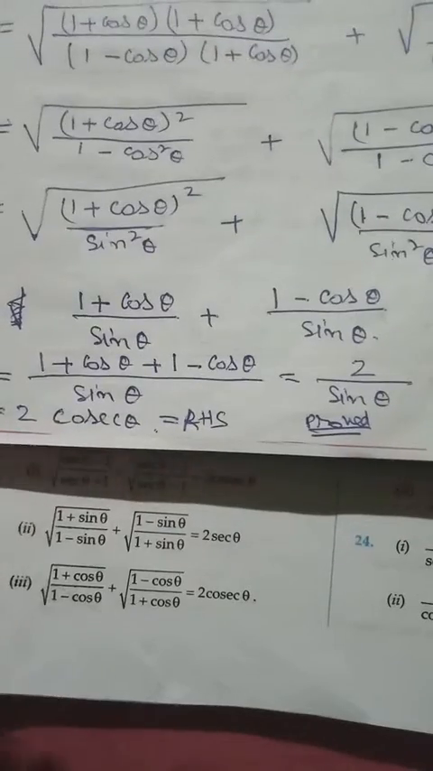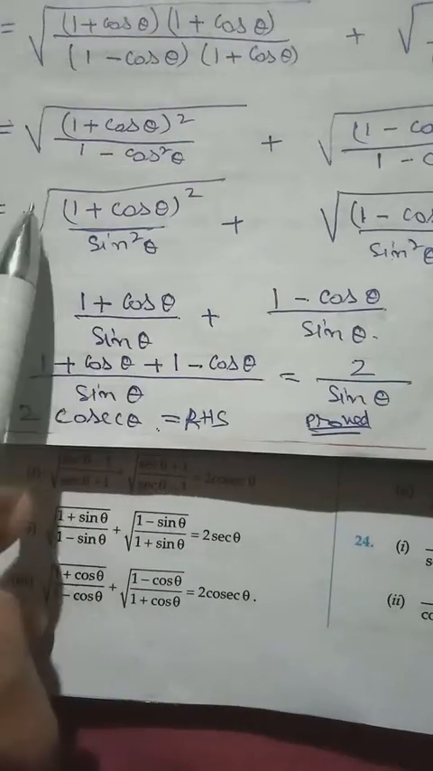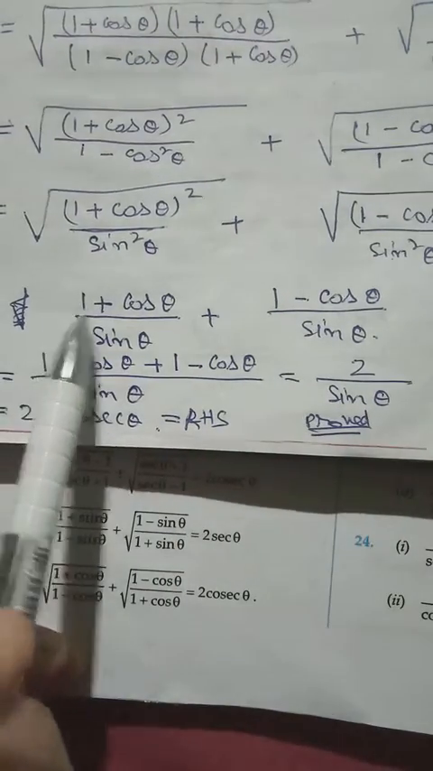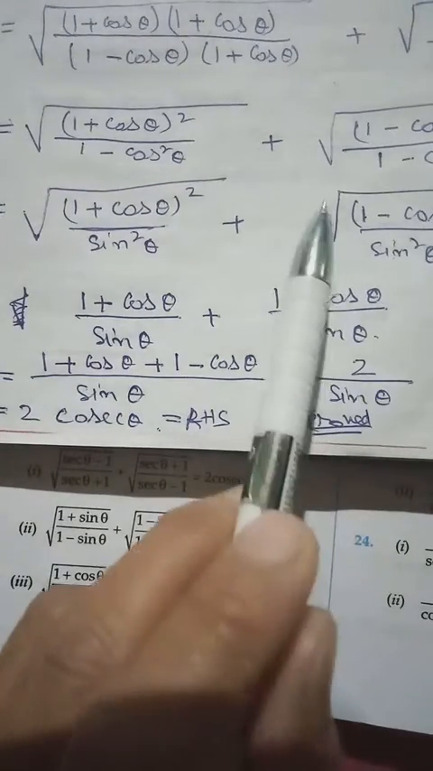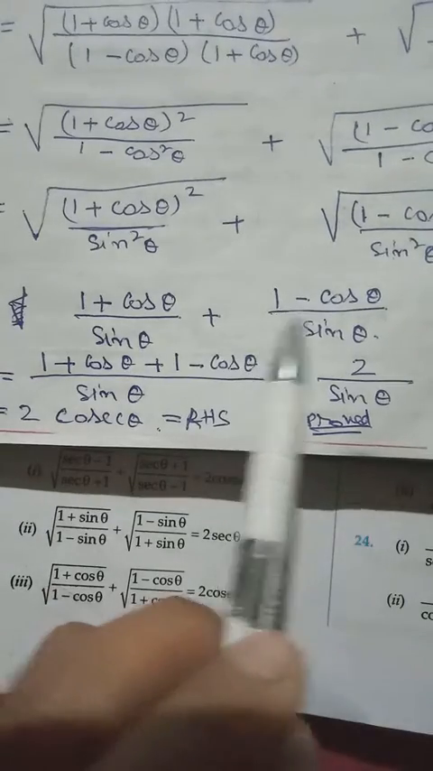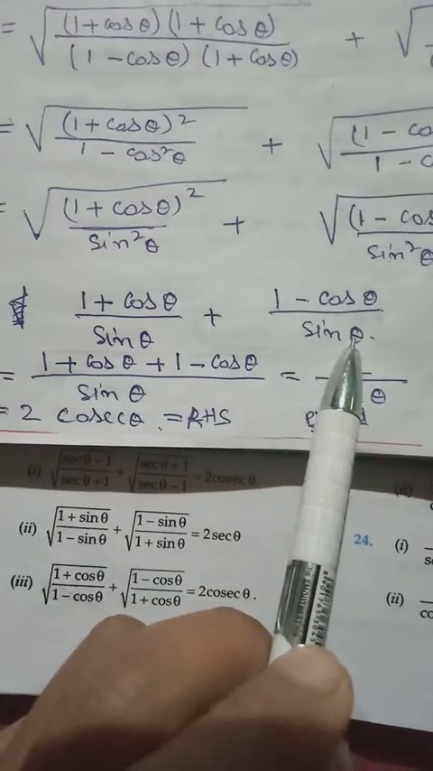Now to remove the square root, all the square get cancelled with square root. So we are left with 1 plus cos theta by sine theta. Here also the same. The square and square root get cancelled. We are left with 1 minus cos theta by sine theta.